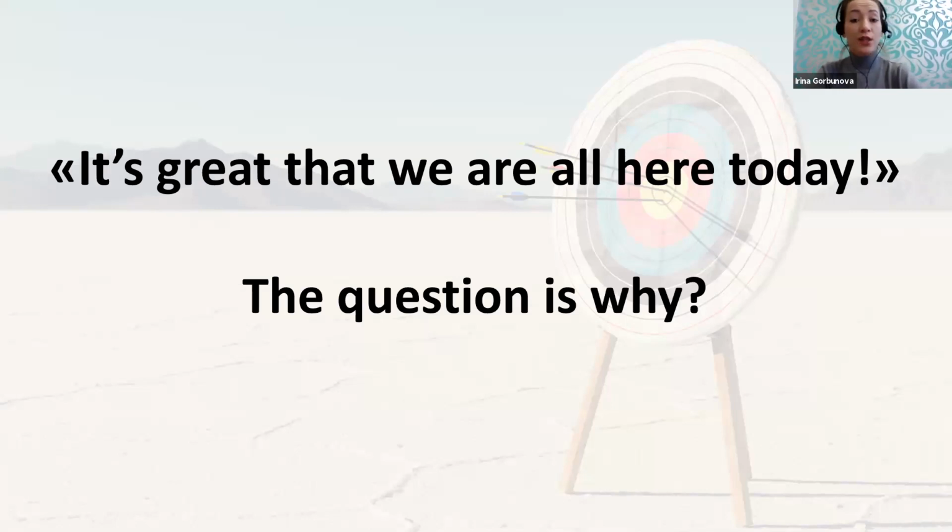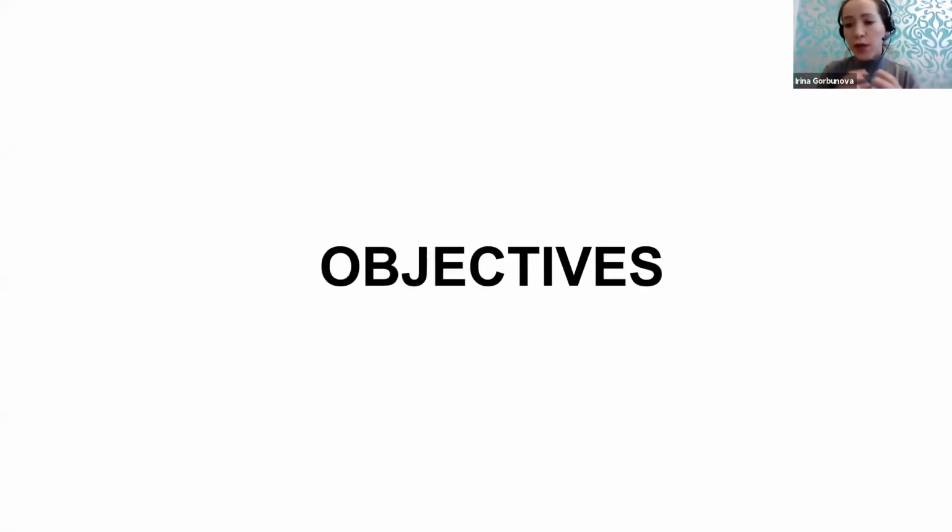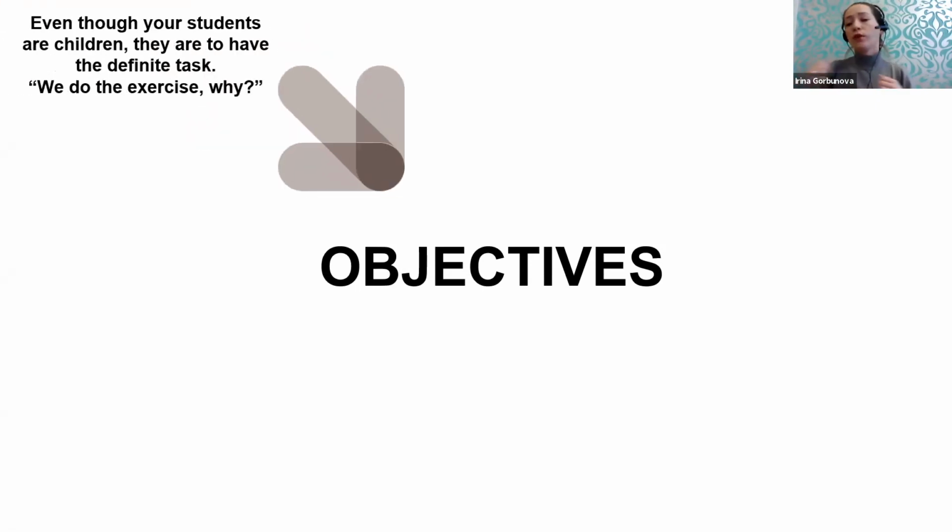It's great that we are all here, but the question is why? When we come to any conference or any Zoom meeting, we would like to know why. So we have our personal aims. When children come to the lesson, they also have to be aimed, but they don't like doing exercises just because it's an exercise, and they don't understand when you say, oh, you will know English better.